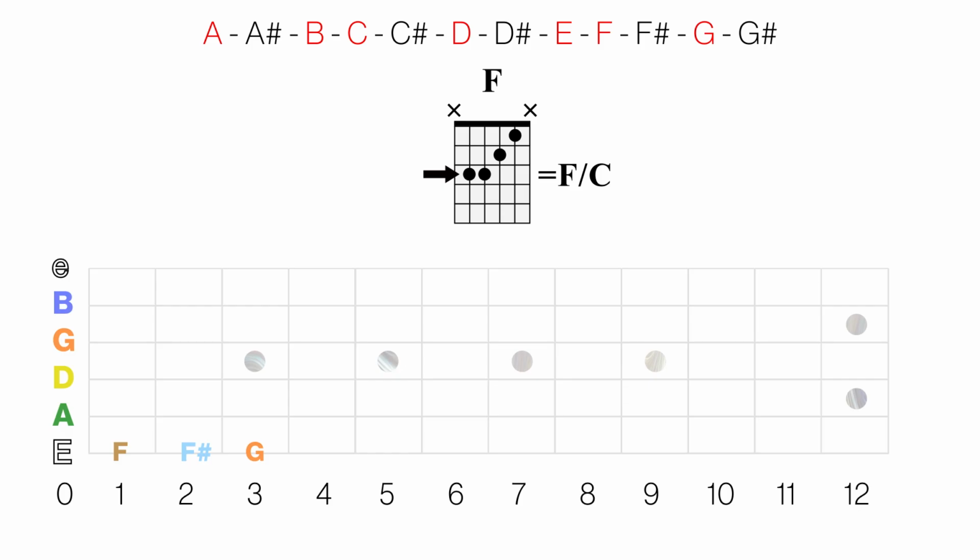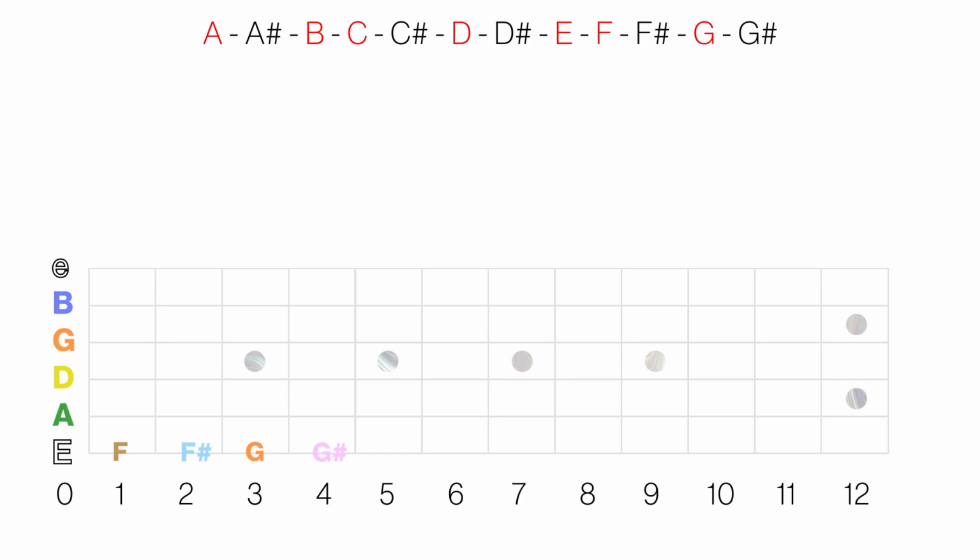Anyway, after G, we have G sharp on fret 4, and then we start again at A on fret 5. I'll do the rest quickly. So after that is A sharp, and then B. B doesn't have a sharp, so the next note after that is C, and then C sharp, and then D, and then D sharp, and then we end up back at E on fret 12. You can do this on each string.